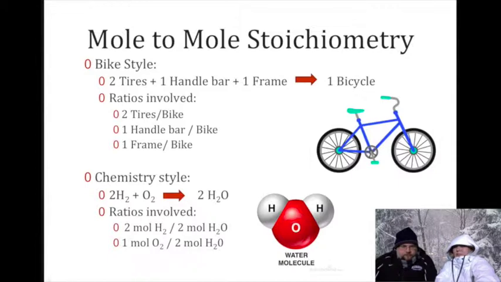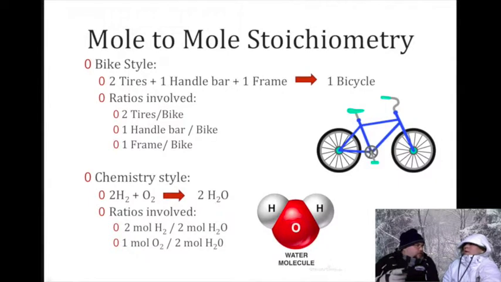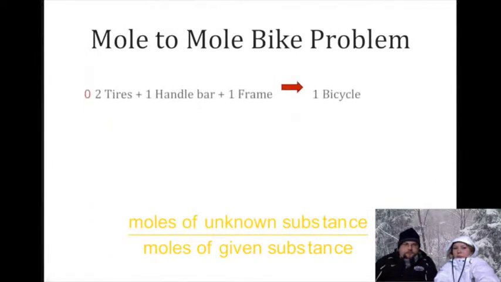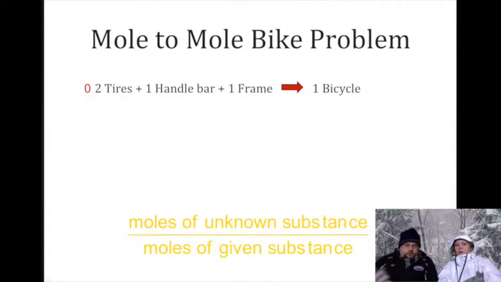Okay, so the same thing, we could do 1 mole of oxygen will give us 2 moles of water. Now there's not a 1 there. Is that a problem? There is no 1. We don't have to write 1. It's like when you write x, you don't write 1x, you just write x. So, for example, 2 tires plus 1 handlebar plus 1 frame equals 1 bike. If I want to figure out what that is, I'm going to use the unknown on the top and the given on the bottom. It's just how we set the formula.